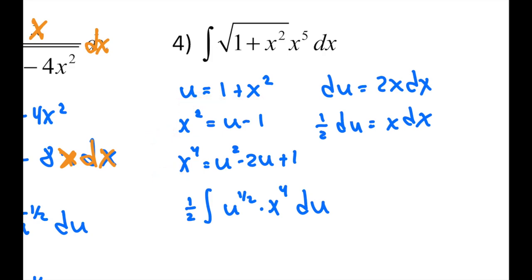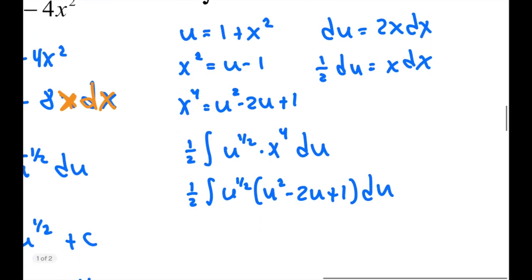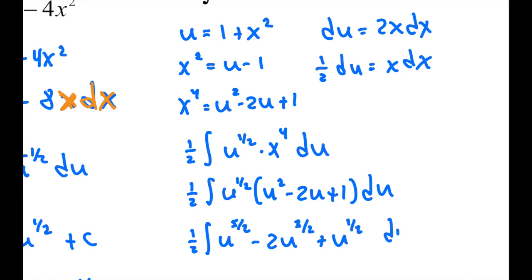So now, let's get the right color. We've got 1/2 integral u to the 1/2, x to the fourth is being replaced by u squared minus 2u plus 1 du. And now that's going to be 1/2. We've got the integral of u to the 5/2 minus 2u to the 3/2 plus u to the 1/2 du. Notice how I distributed that u to the 1/2 in there. Now it's just a power function, and we can easily find the antiderivative of that using our power rule.